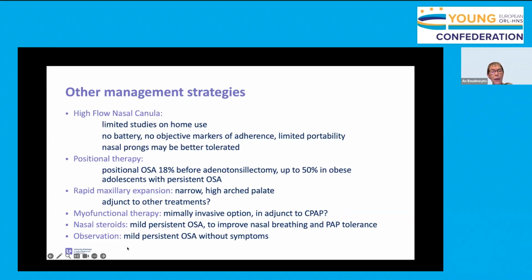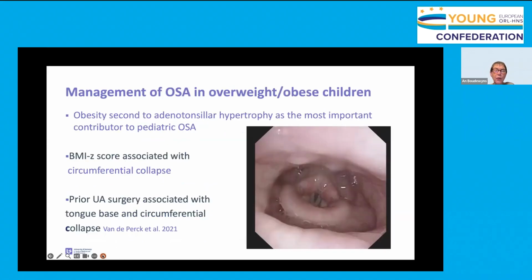And observation might be an option in children with persistent sleep apnea that do not have many symptoms. Just the last few words on the role of the management of OSA in children that are overweight and obese, because obesity is second to adenotonsillar hypertrophy as the most important contributor to pediatric obstructive sleep apnea.